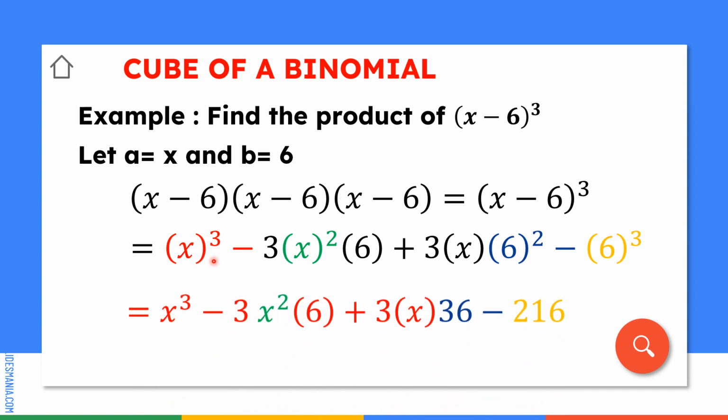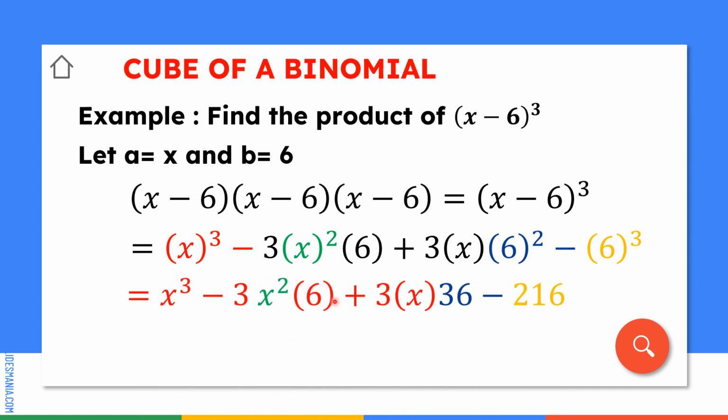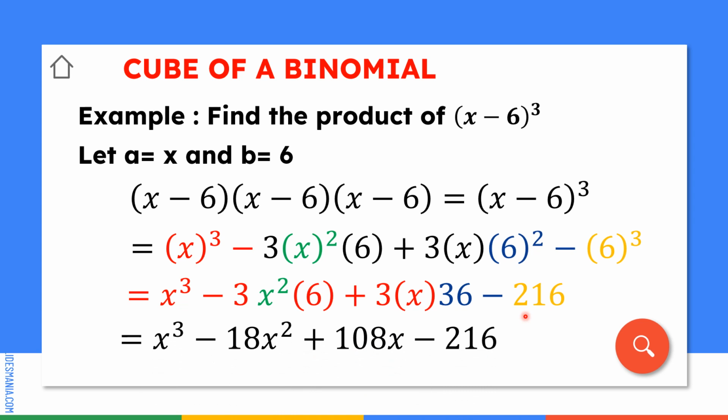And then again, we have to simplify first the terms with the exponents and parentheses. So we have x cubed minus 3x squared times 6 plus 3 times x times 6 squared, which is 36, and 6 cubed is 216. Multiplying everything, the result will be x cubed minus 18x squared plus 108x minus 216.